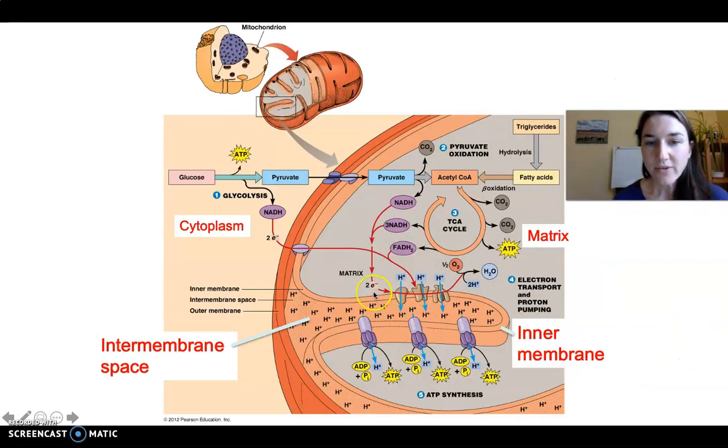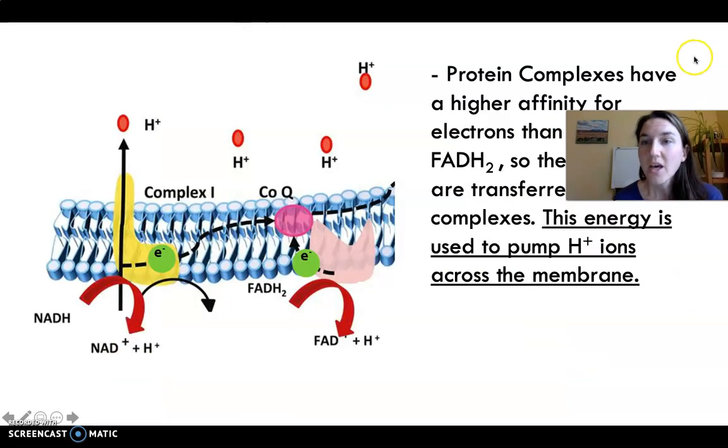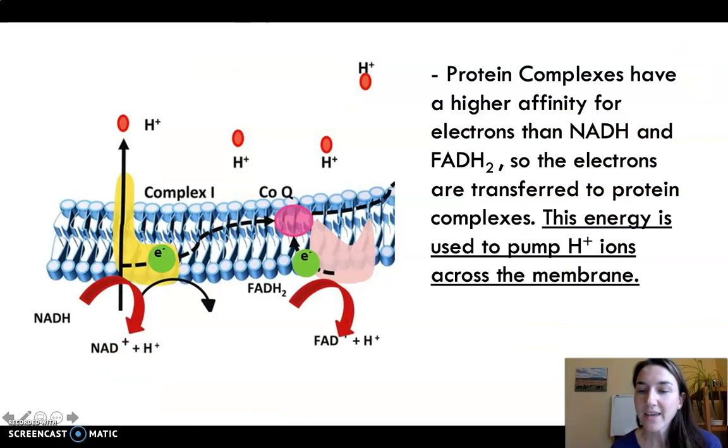Okay, so again, here we are. We're trying to pump protons out of the mitochondrial matrix and into this intermembrane space. So how are we going to do that? We're going to do that using the energy from these electrons that we harvested from the carbons and pyruvates in the Krebs cycle.